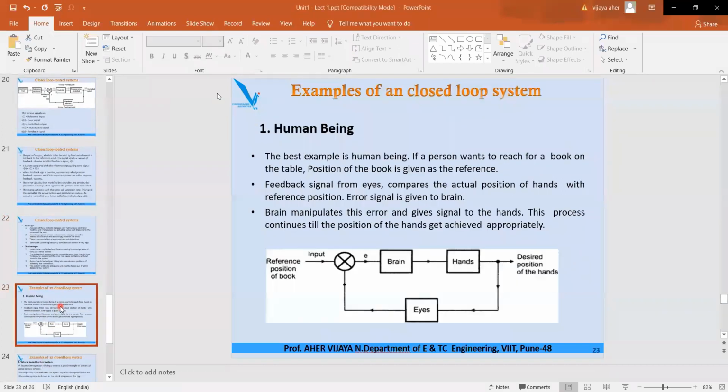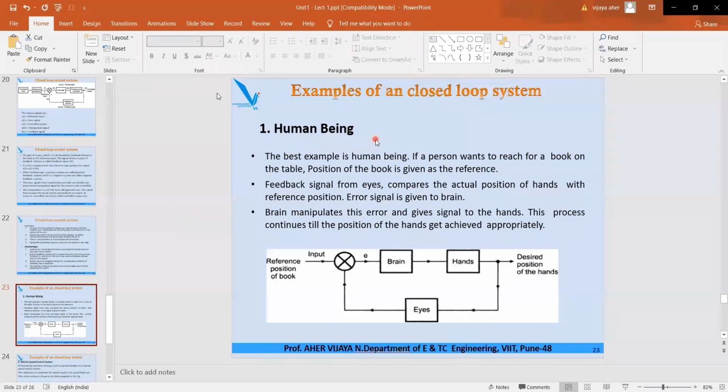Now let us have some examples of this closed loop control system. So a very good example of closed loop control system is the human being. Now, as we are all human beings, can you please explain this example? Everything is in front of you. Anybody from your side?